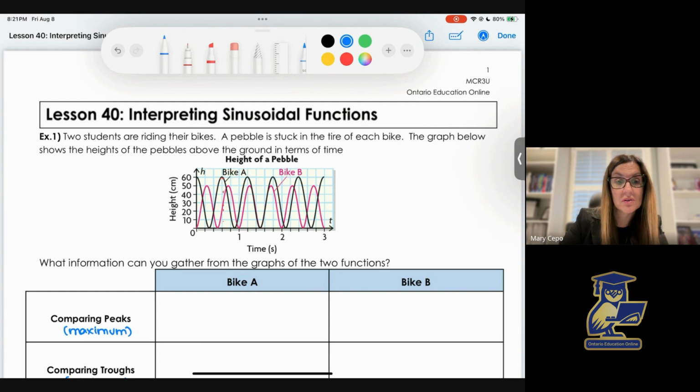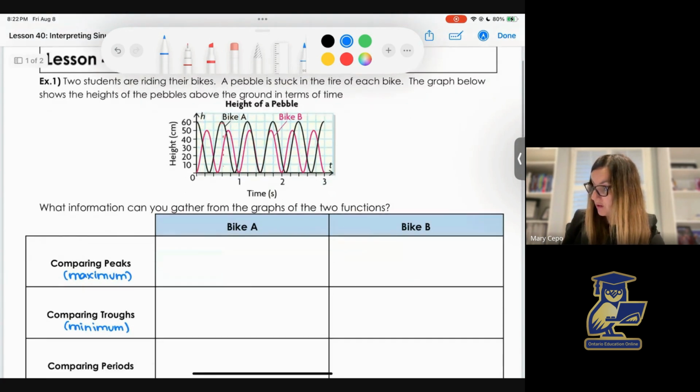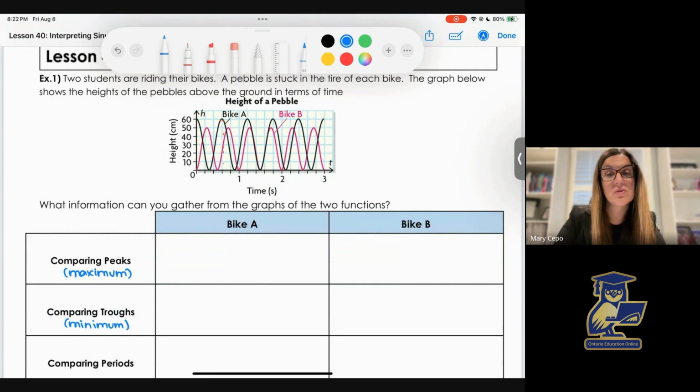Both are definitely sinusoidal functions. They keep repeating, so many cycles are shown on the graph. Looking at the scales, our height goes up by 10 and our time goes up by 0.2 seconds. Keep that in mind because we have to interpret it and we're gathering information from the graphs. So what information can you gather from the graphs of the two functions?